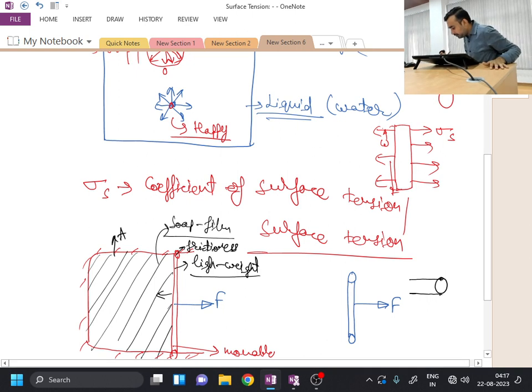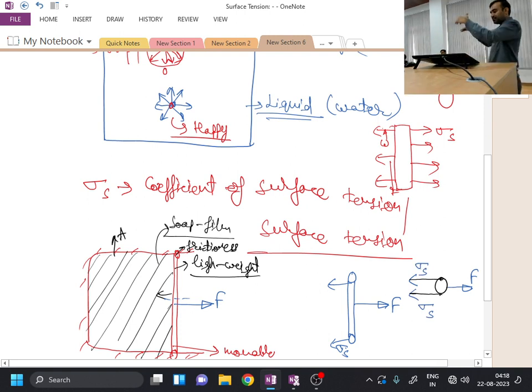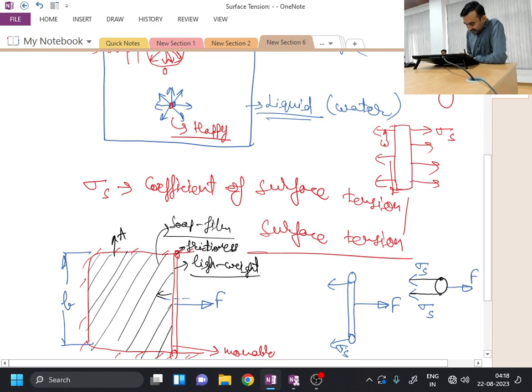These two liquid interfaces will supply surface tension force. Sigma S is the surface tension coefficient from the top as well as from the bottom. I can represent it in a better way over here. This is the cross section of the rod. At this cross section, F amount of force is applied in the rightward direction, and from the top free surface as well as the bottom free surface, sigma S, the coefficient of surface tension, is acting in the inward side.